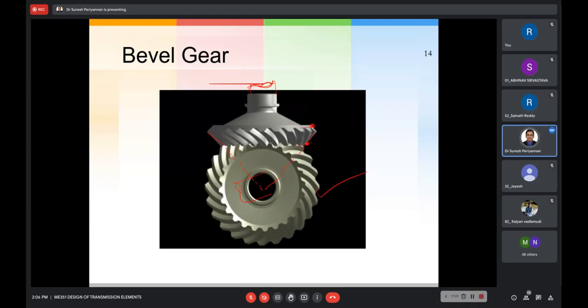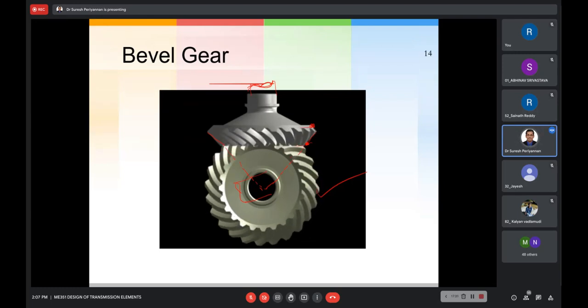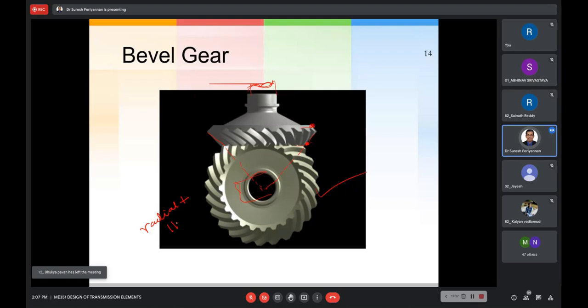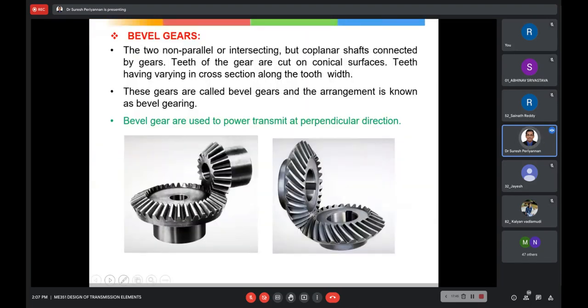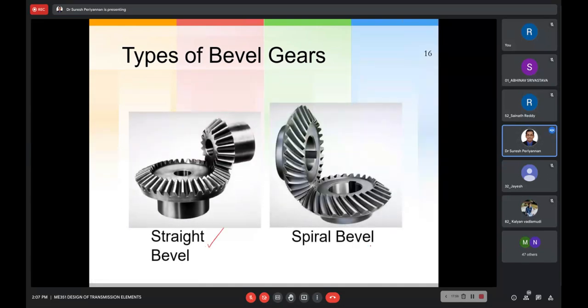The teeth of bevel gears can be straight or spiral, but bevel gears impose radial and thrust loads on the shaft. Here also the bevel gear imposes radial plus thrust load on the shaft. Now I come to the types of bevel gears. This is a straight bevel gear. This is a spiral bevel gear. But the very important thing is that the two shafts are perpendicular to each other.